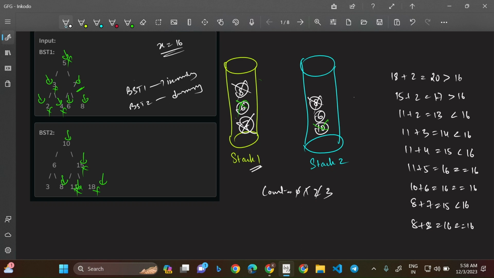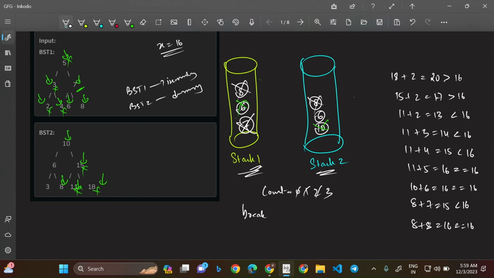So there's no other element in stack 1 or in BST1 that's still left unexplored, that you can add to the elements of stack 2. There's no such element. We have covered all the elements in BST1. So that's the reason you'll be breaking out of the loop. Once stack 1 or stack 2 gets empty, you'll be finally taking the count. I hope you people understood.